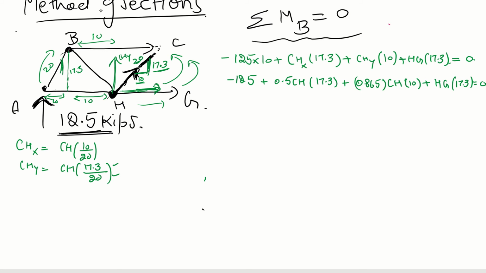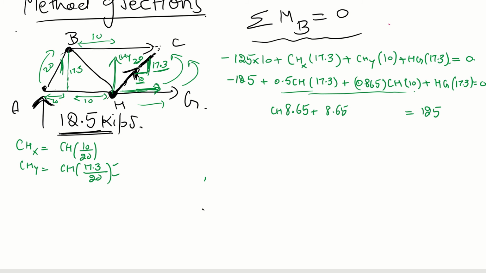So now, the 125 goes on the other side of the equation and becomes positive 125, and I can collect these two. So this is 17.3 times 0.5, which is 8.65, plus this is also 8.65.